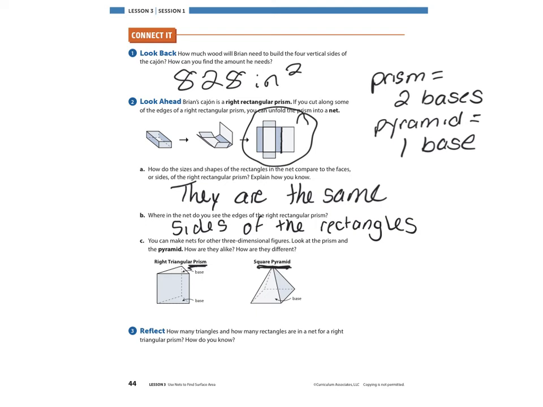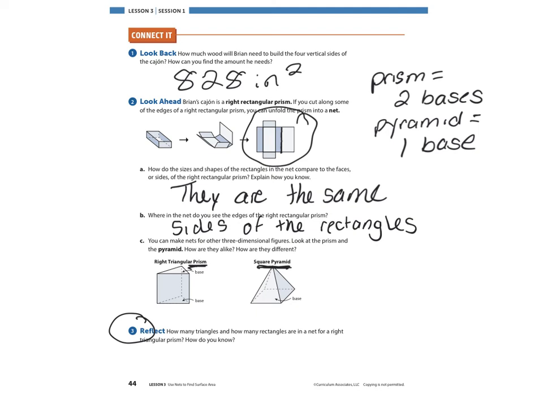Okay, for independent practice, you're going to start with question number 3. Go ahead and pause it, solve number 3, and then come back and check your work. Okay, how many triangles and how many rectangles are in a net for a right triangular prism?